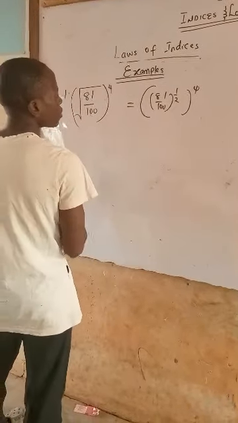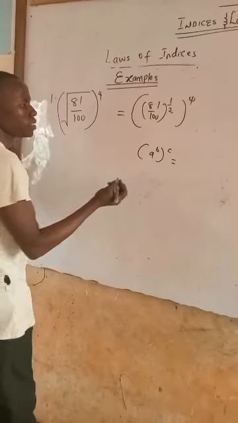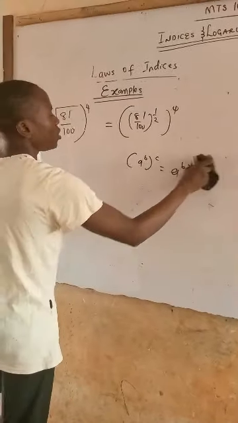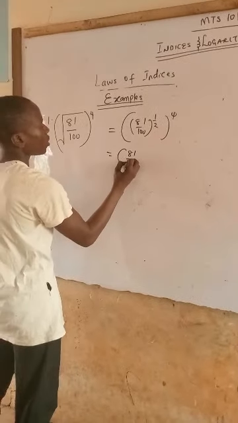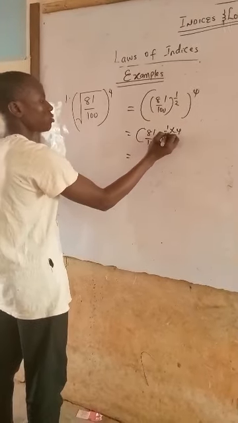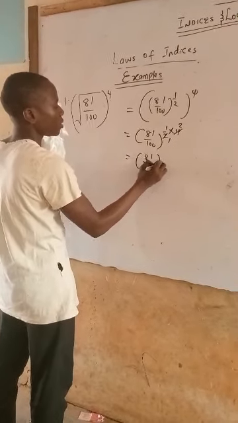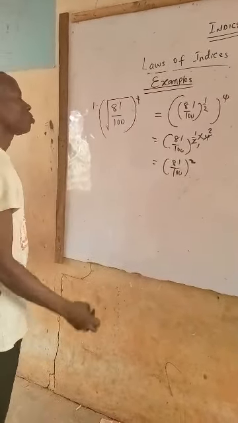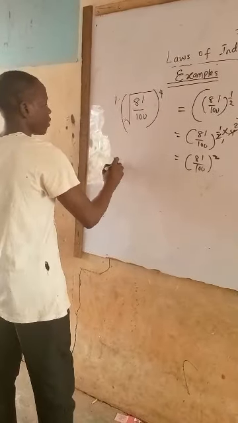Now, then we make use of this rule: a raised to the power of b, raised to the power of c, is the same thing as a raised to the power of b multiplied by c. That is, this 1 over 2 is going to multiply that 4. Then I have 81 over 100 raised to the power of 1 over 2 multiplied by 4. So 2 here, 2 in 4, that is 2. So I have 81 over 100 squared. So that is my answer to the question. Then you can use your calculator to find the final answer.